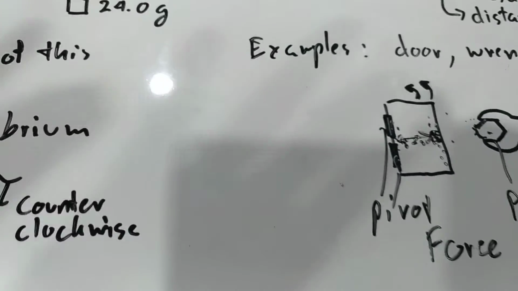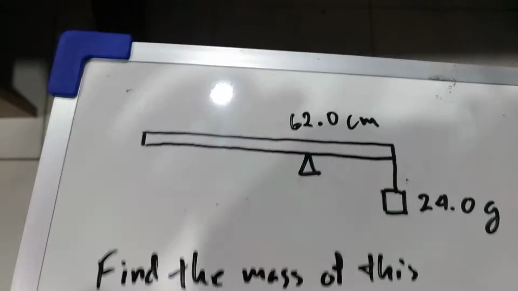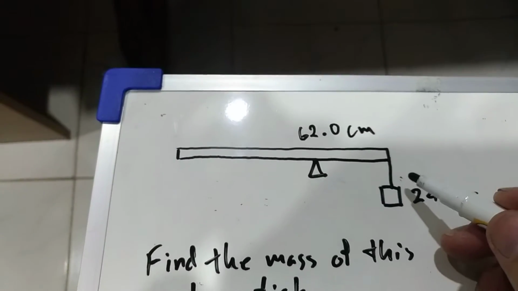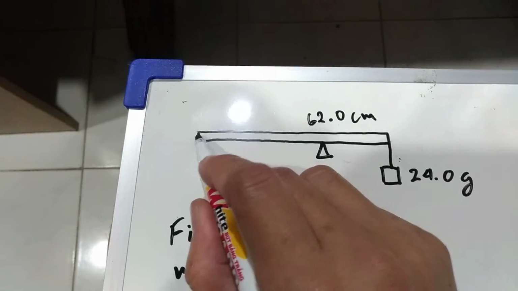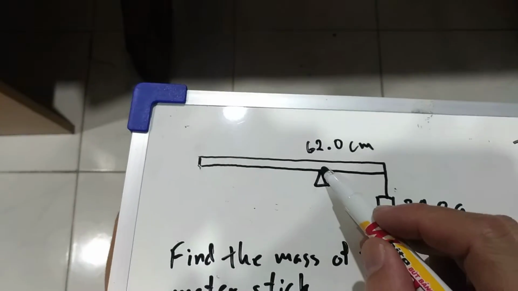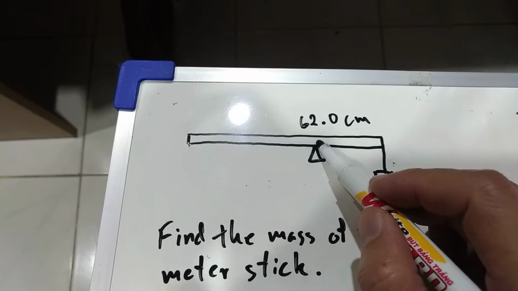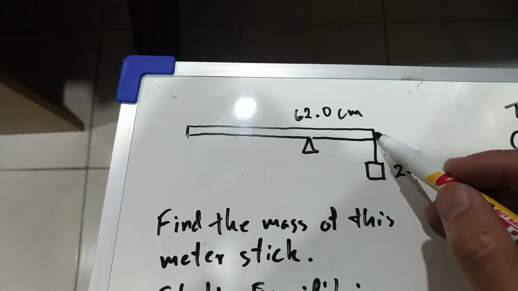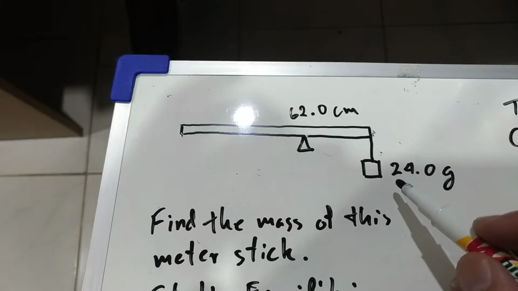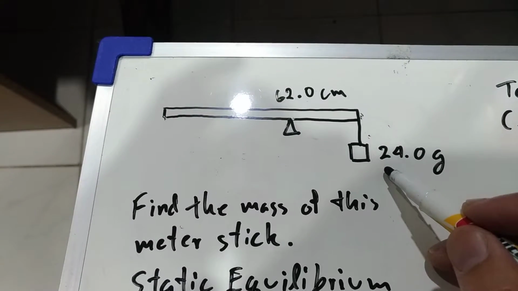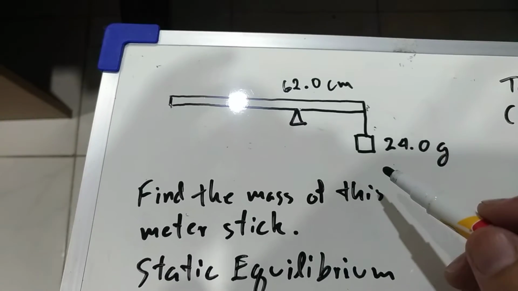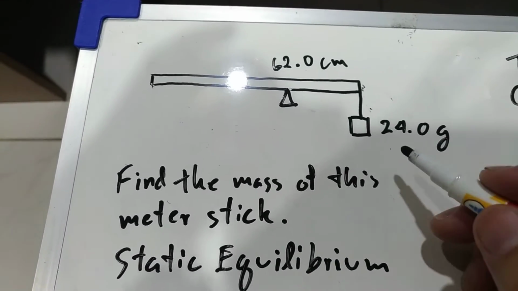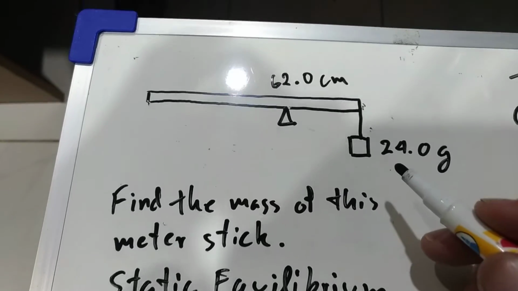All right, let's apply it to a real problem. Now this is a meter stick. It starts from 0, and here's a pivot point at 62.0 centimeters. And here at the end will be 100 centimeters. You have a mass hanging on it. Everything you do in Sec 1 will be static. Static means it doesn't move, so that means it has to be balanced.